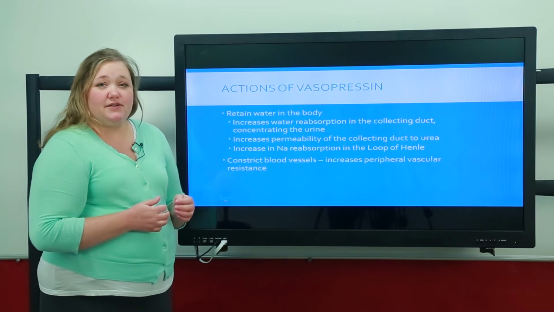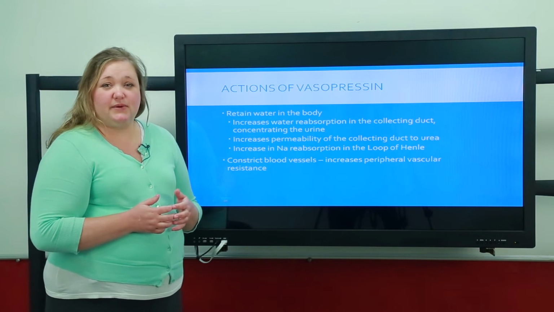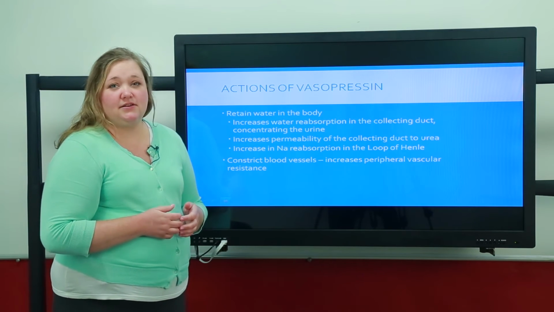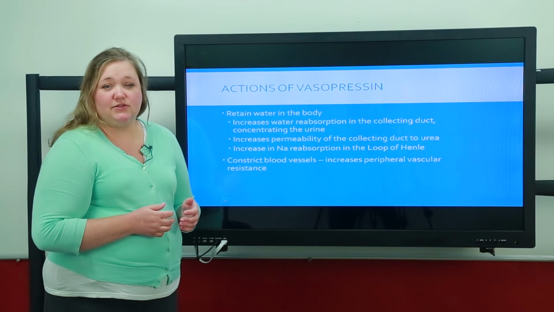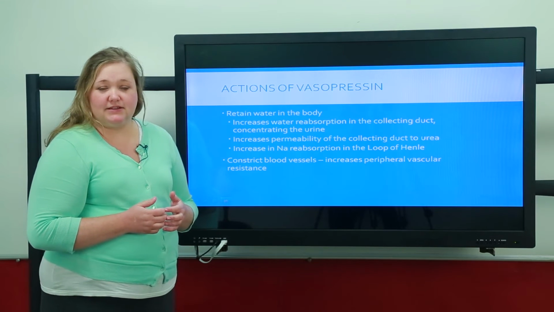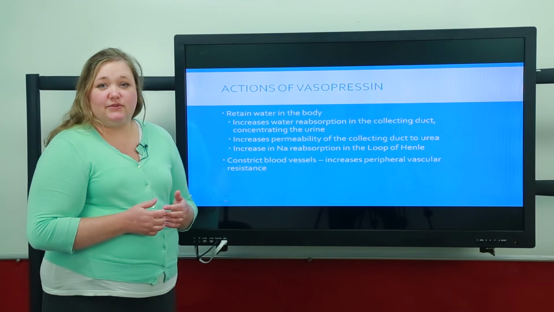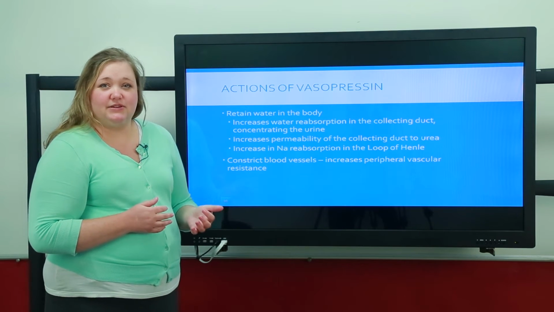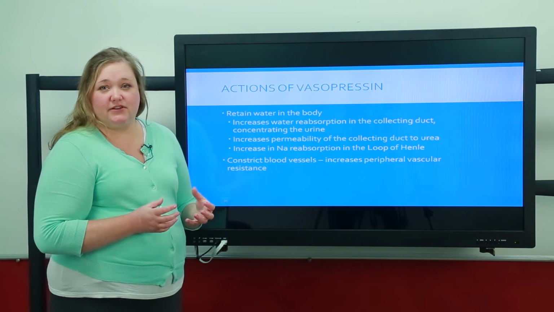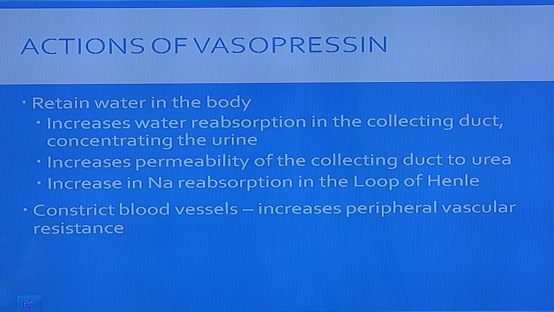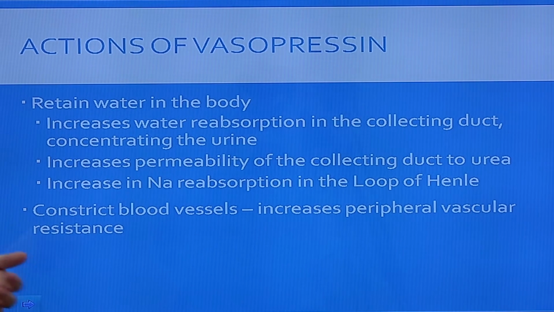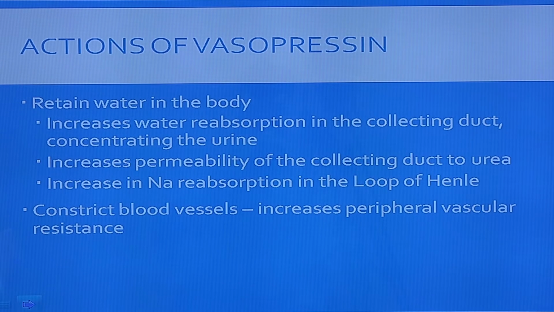For retention of water in the body, there are several mechanisms by which antidiuretic hormone does this. One, it increases the reabsorption of water from the collecting duct. And again, reabsorption of water into the systemic circulation is going to increase the volume of what's in the blood vessels and therefore increase blood pressure. This also functions to concentrate urine.